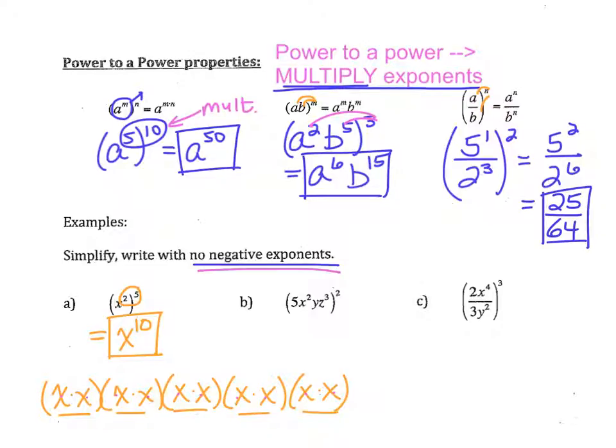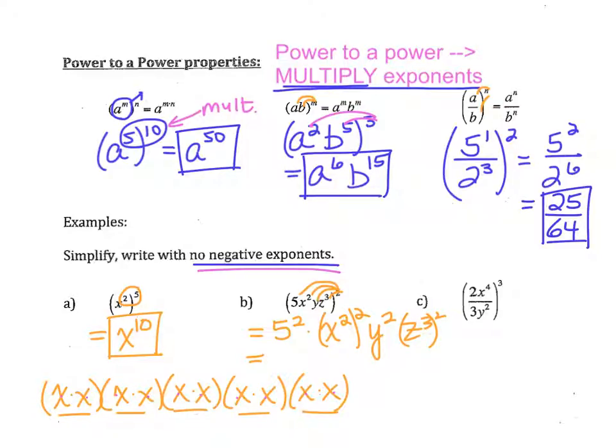Okay, the second one, the exponent applies to everything inside. Okay, now, 5 is a normal number. I'm going to write this in a couple of steps here just so we can keep track of what's happening. 5 is being raised to the 2nd power. X squared is being raised to the 2nd power. Y is being raised to the 2nd, and Z cubed is being raised to the 2nd.